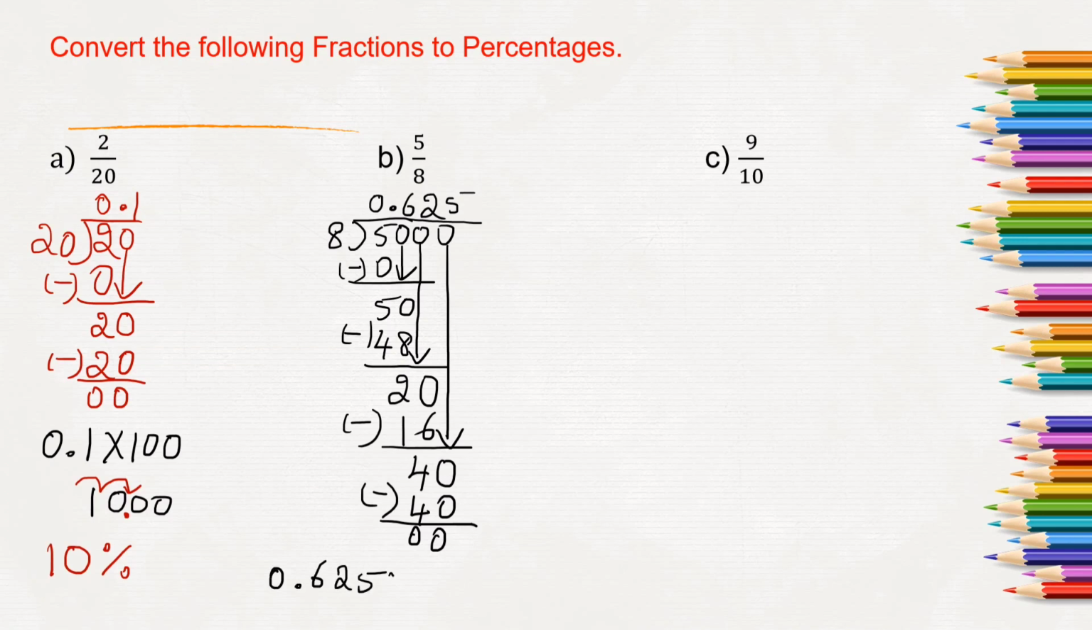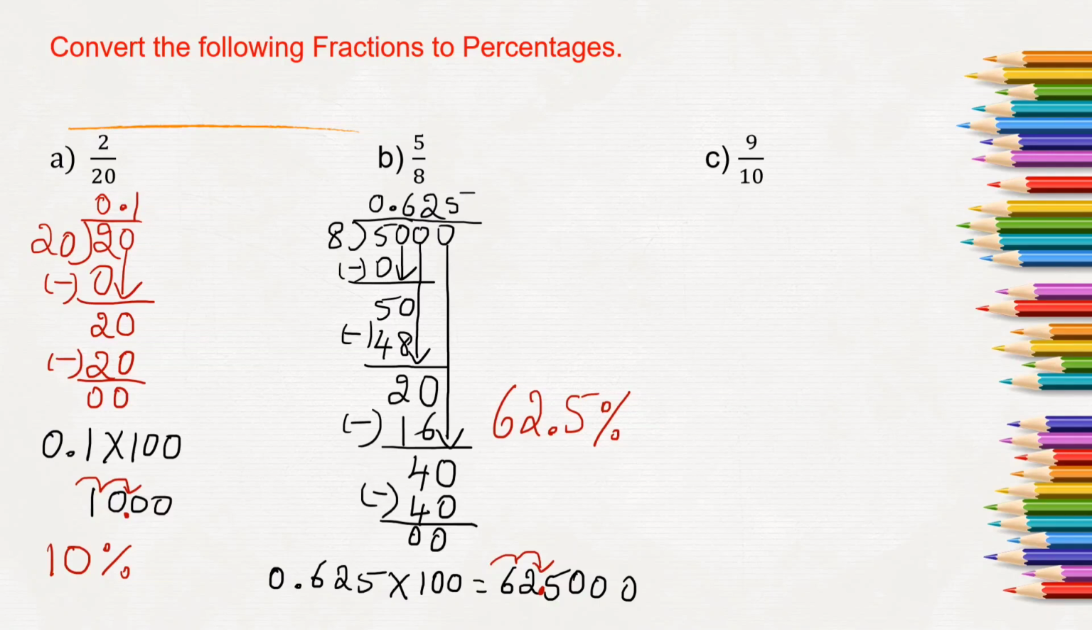0.625 has to be multiplied with 100. So when it is multiplied with 100, just bring out 3 zeros, 1, 2, 3, and then 625 into 1 will be 625 itself. Now, as there are 2 zeros in the 100, from the left to the right, after 2 digits, we'll have to place the decimal point. So it will be 62.5. Then place the percentage sign. So 5 by 8 will be 62.5%.